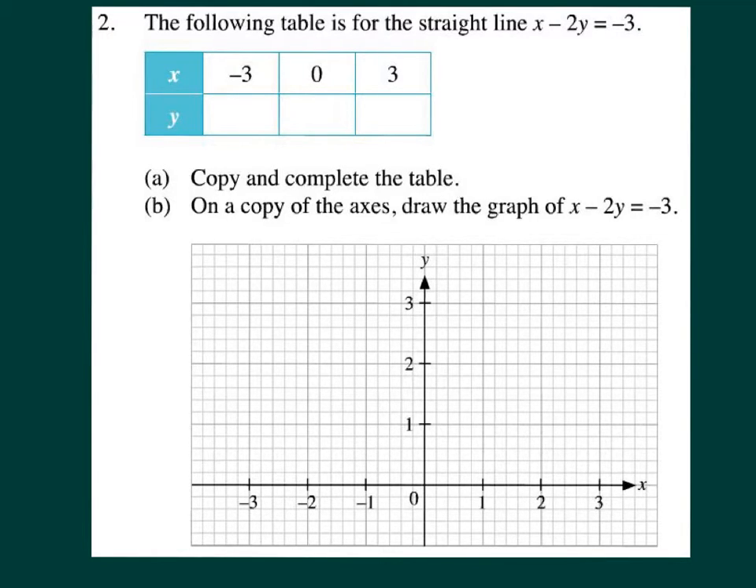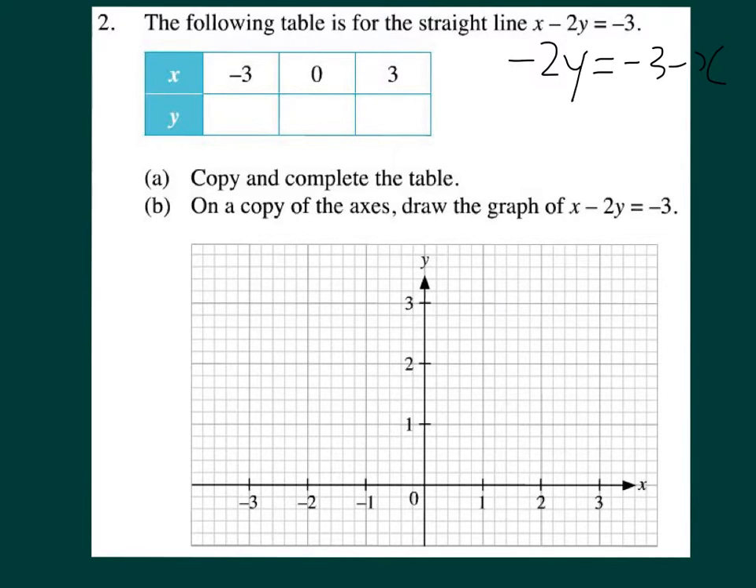Now this one is a bit tricky because you look at the equation, x minus 2y equals negative 3. Very tricky. How to write this? How to make y the subject? So first I move the x over to the right hand side, I mean.